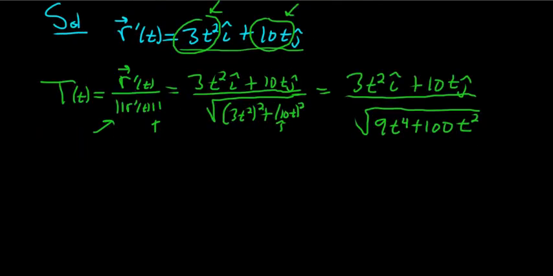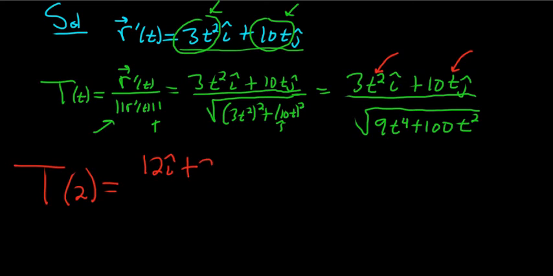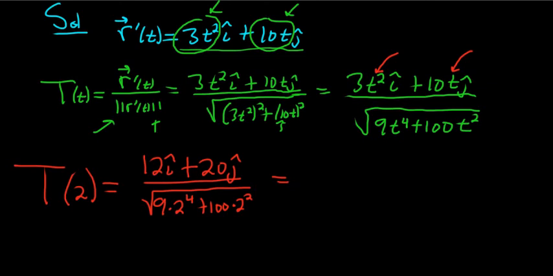We want this at t equals 2. So we want big T of 2. What's that going to give us? Plugging in 2 here, we get 3 times 4, so we get 12 i hat plus, plugging in 2 here, 10 times 2, so we get 20 j hat. Over, down here we have 9 times 2 to the fourth plus 100 times 2 squared. Lots of math there.